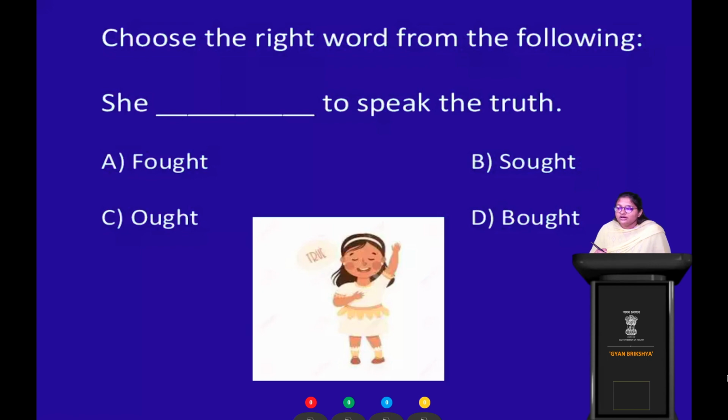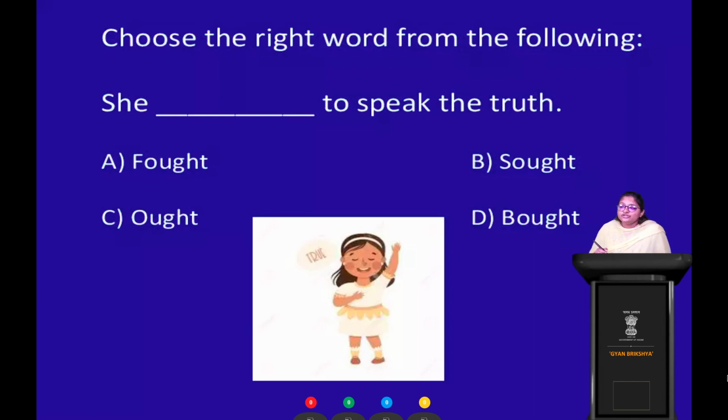All right. So the correct option here is option C, ought. She ought to speak the truth. That means she must speak the truth. She ought to speak the truth means she has to speak the truth, okay?